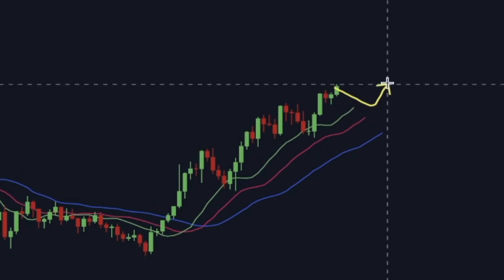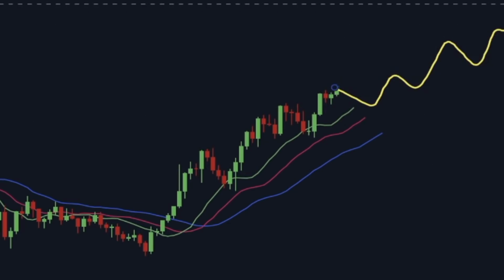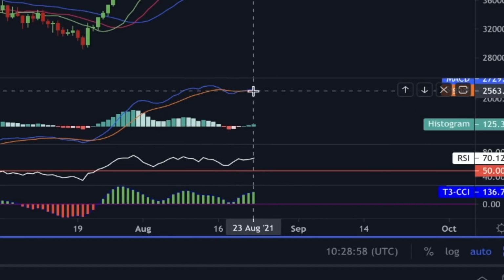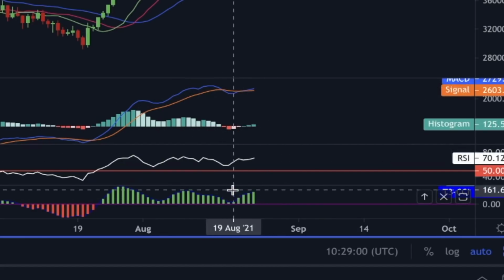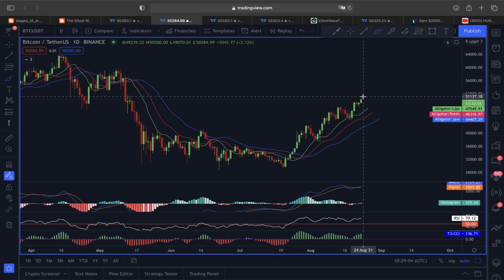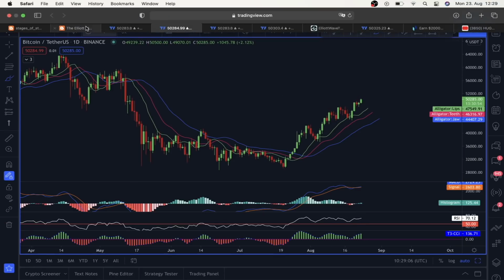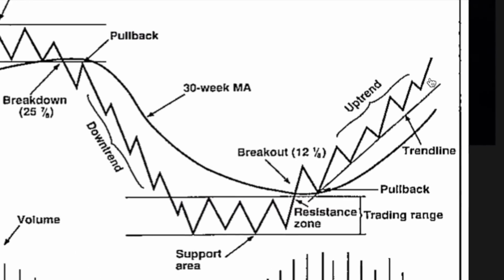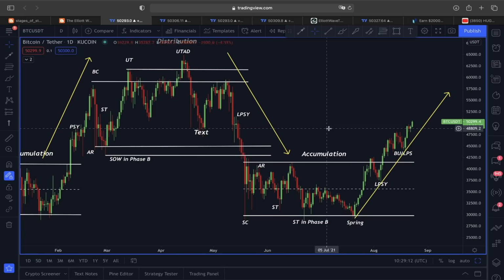And after that, we could still continue this movement here in this manner, because indicators here to the downside, for example, the MACD line, the RSI line, the T3 CCI, all are in favor of bulls, indicating the bulls are slowly taking control over the market. And that's why this price movement right after breaking this resistance line, this new uptrend, also makes a lot of sense.